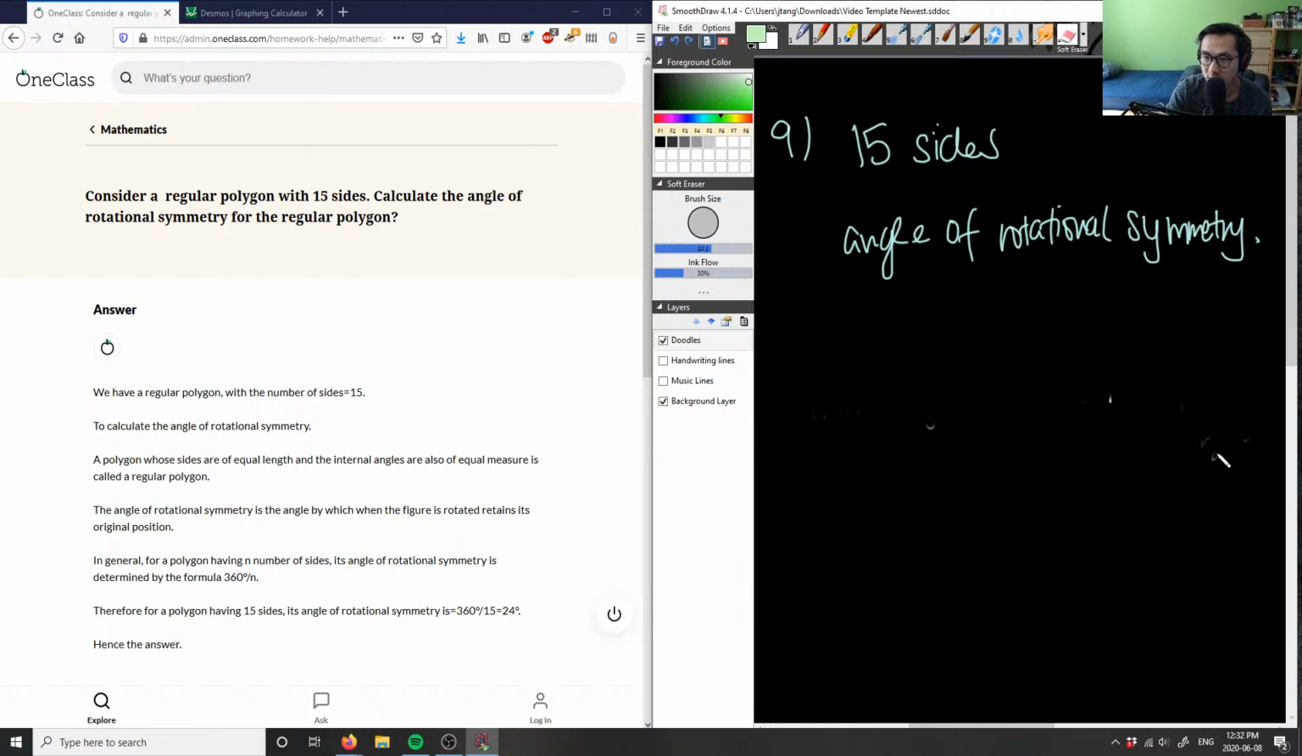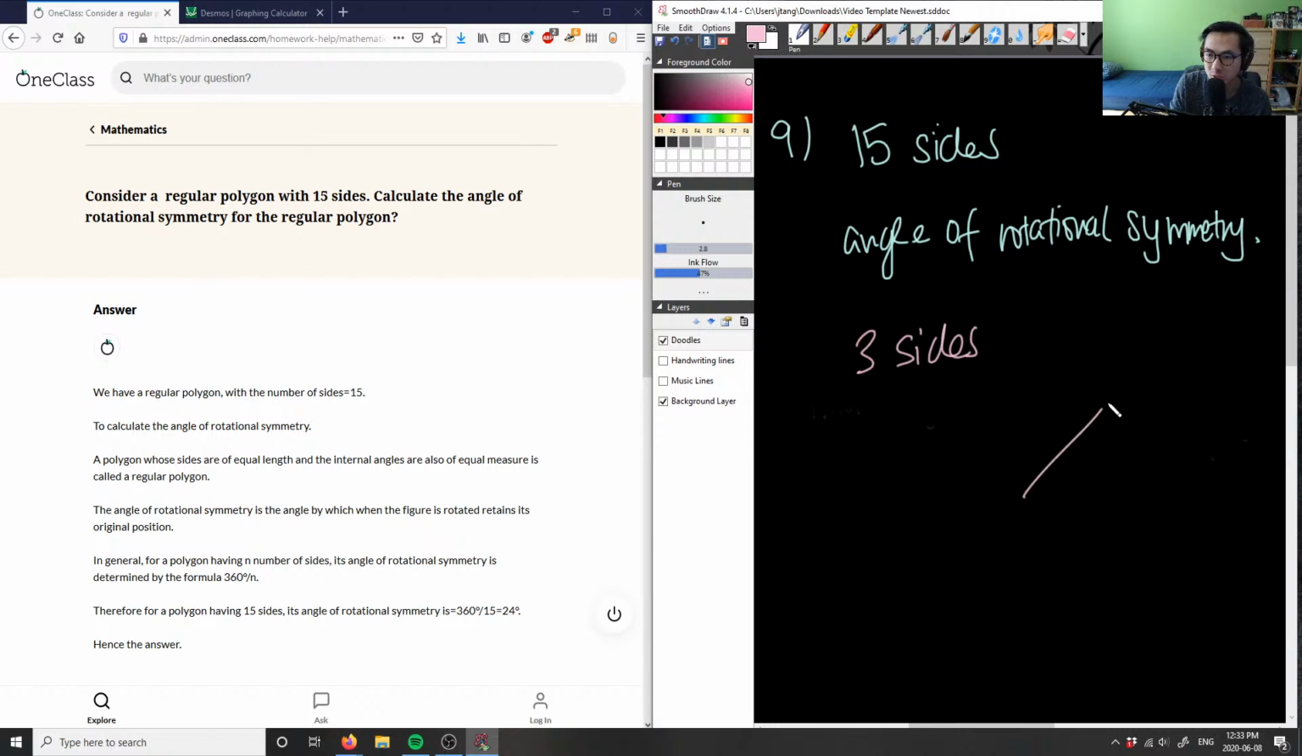But what they're asking here is the angle of rotational symmetry. So I actually messed that up. It's asking, how can I rotate my shape to become a shape that's already been rotated, basically. To think about this, let's think about an easier problem first. Let's not do 15 sides, because that's a little hard to visualize. Let's do a polygon with 3 sides.